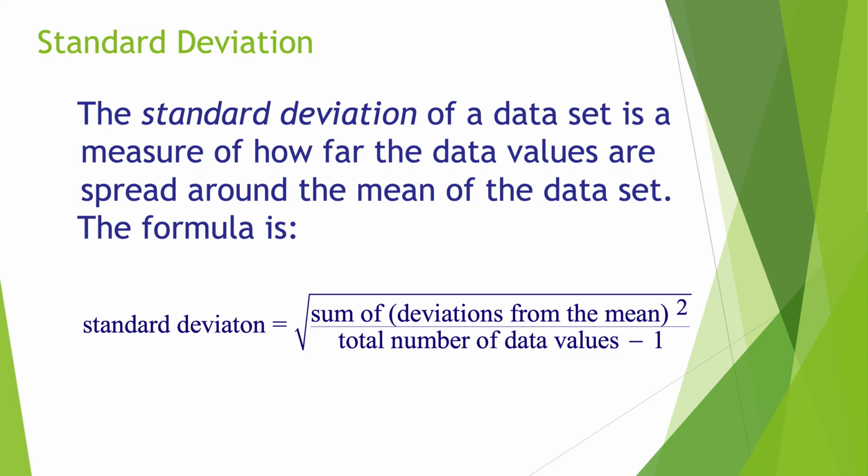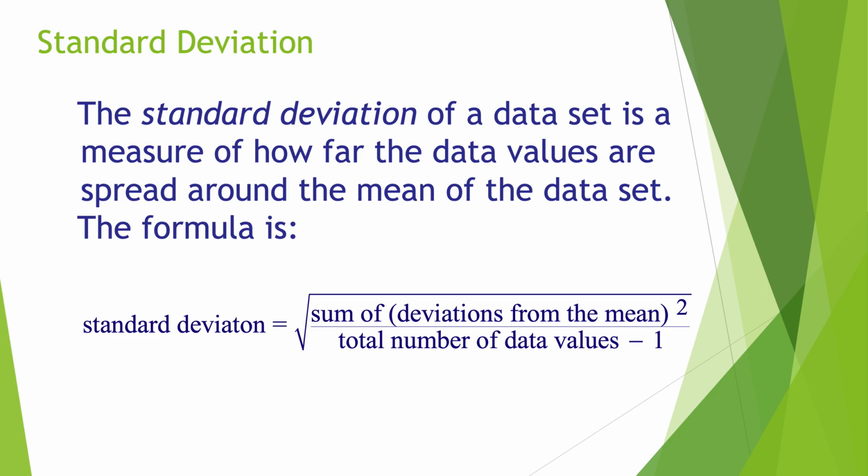Now, I should take a step back and say, well, what the heck is standard deviation? Well, it's an oxymoron is what it is. It's like a jumbo shrimp, okay? Standard deviation is the normal amount that you're different by, all right? The normal amount that you're different by. Standard deviation of a data set is the measure of how far the data values are spread around the normal or the mean of the data set.